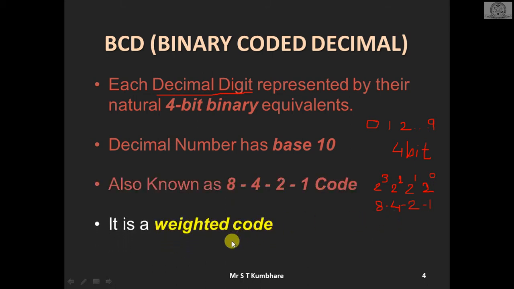It is also known as weighted code. Basically, codes are differentiated in two types. One is weighted code and another is unweighted code. So this is a weighted code. Why weighted code? Because after representation of these digits in its binary equivalent, those binary equivalents will have weights like 8, 4, 2, 1. Hence it is called weighted code.